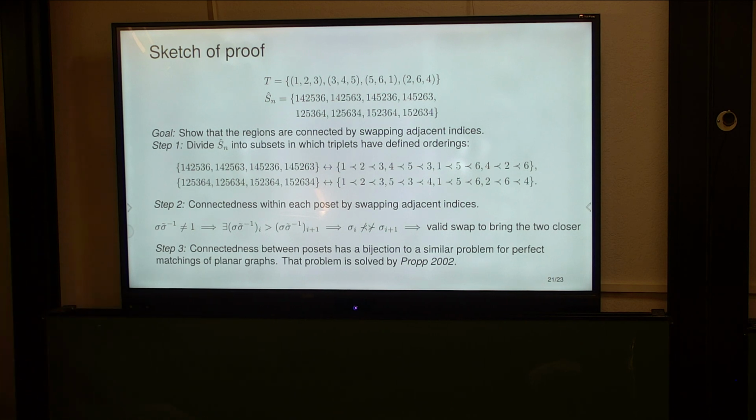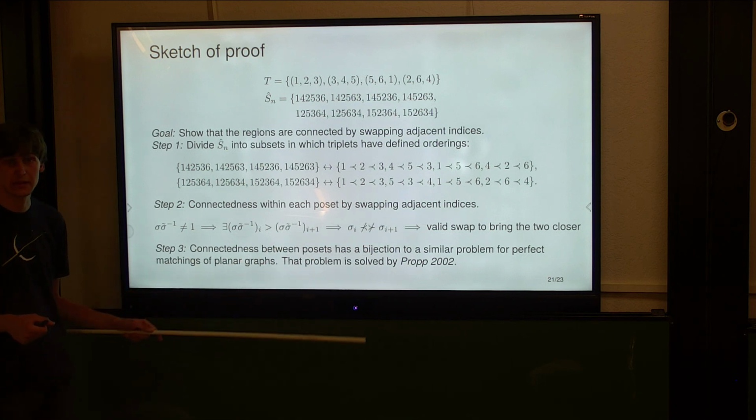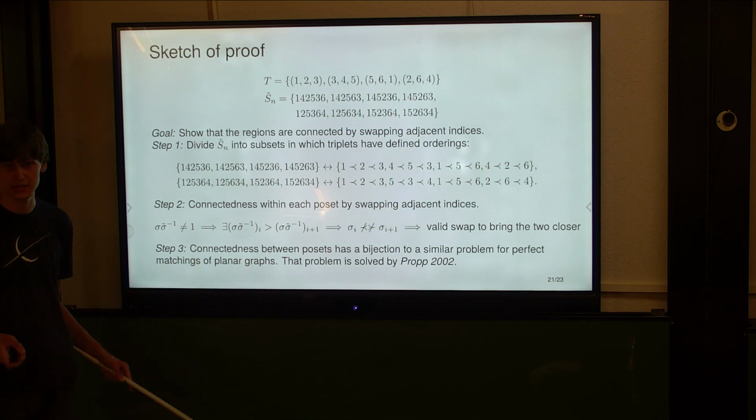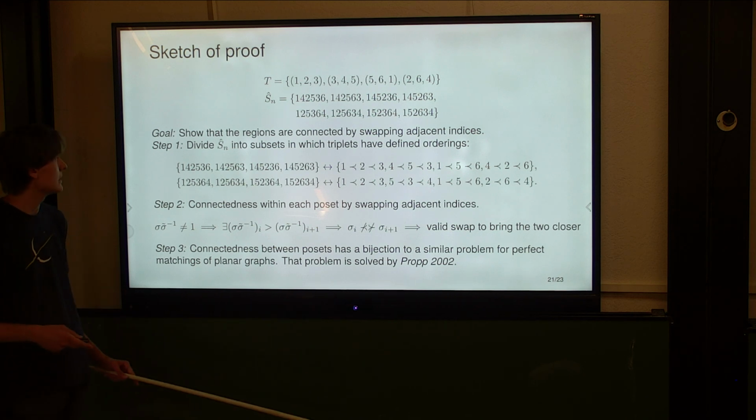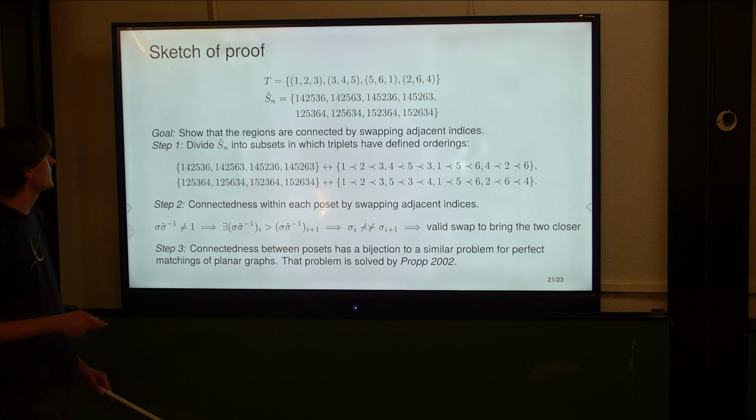So the reason that planarity ends up being a requirement here, at least with this approach to proving it, has to do with some seemingly unrelated result of perfect matchings of planar graphs. But it ends up being one of the ways to approach it.